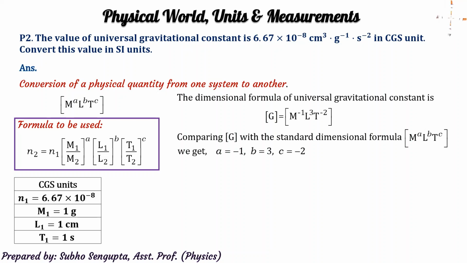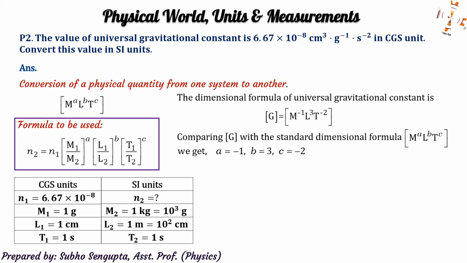Now, we will consider the same quantities in terms of the second system of units, which is the SI system. Here, n2 is unknown, as we have to find out this value. M2 is equal to 1 kilogram, which is equal to 10^3 grams. L2 is equal to 1 meter, which is equal to 10^2 centimeters, and T2, which remains the same in all systems of units, is equal to 1 second.